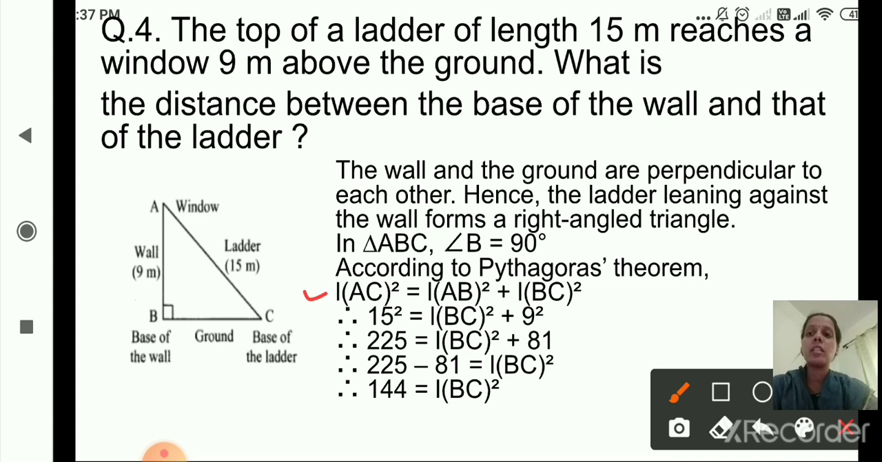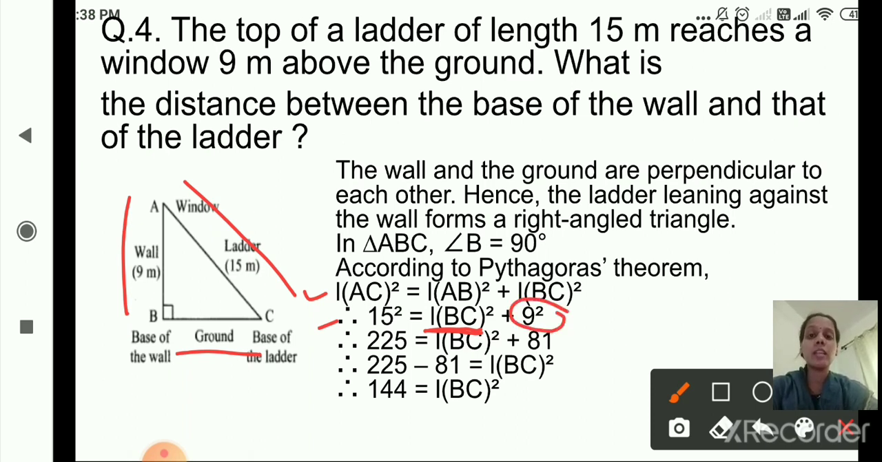As you can see here, AC square is equal to AB square plus BC square, or you can write BC square plus AB square, that is also correct. So AC square is equal to AB square plus BC square. Now we will put the values. AC is given, that is 15 meters, so 15 square is equal to BC, which we have to find out, so we write it as it is, plus AB, that is 9, so here we write 9 square.